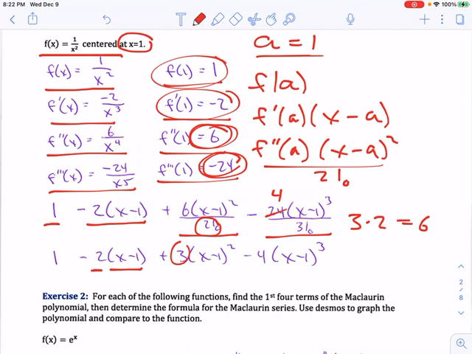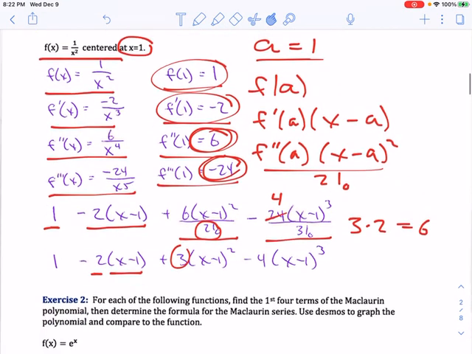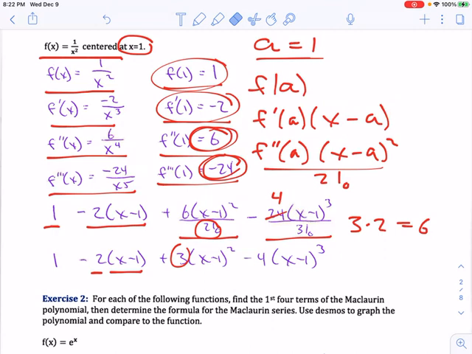And so our simplified polynomial becomes this. That is our polynomial, our Taylor polynomial centered at x equals 1 for the function 1 over x squared. So what we are doing right now is creating Taylor polynomials that represent these functions.